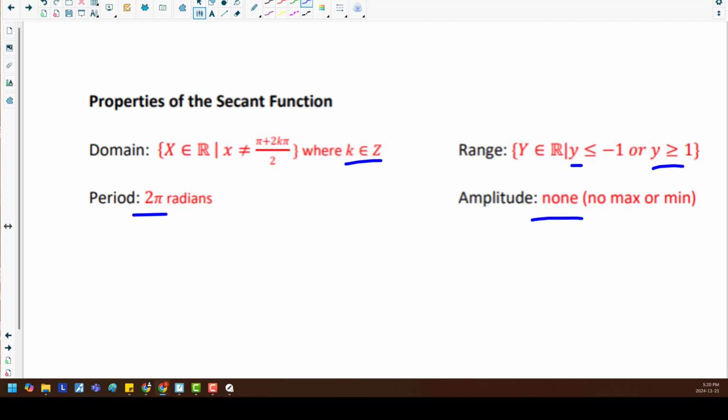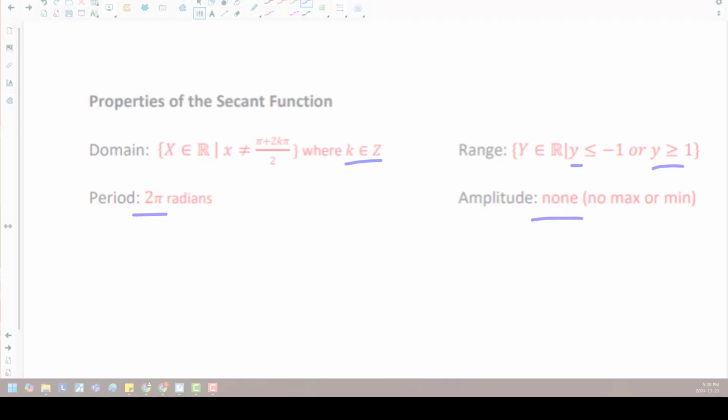Similar stuff. Now, cotangent is where it gets a little bit different. So cotangent, let me just grab that for you. This is where it gets a little bit trickier.